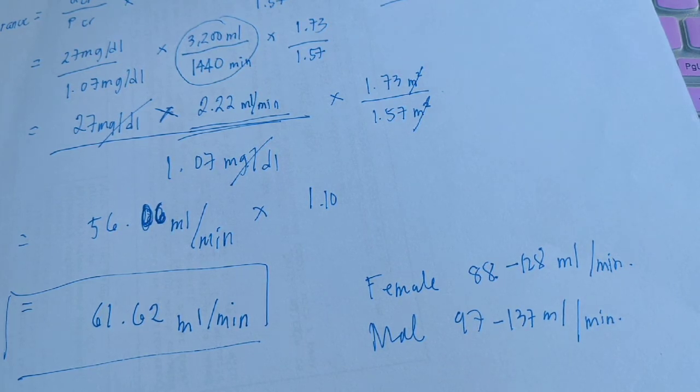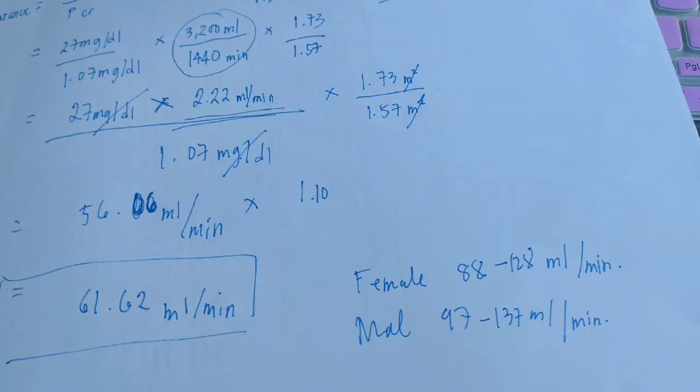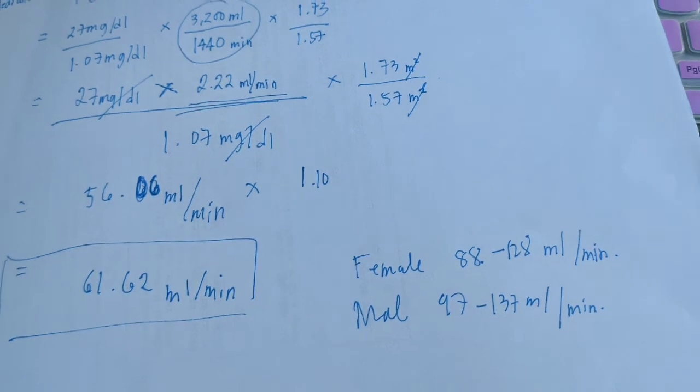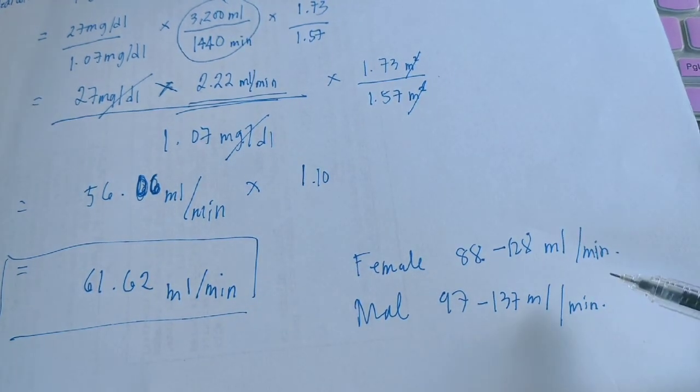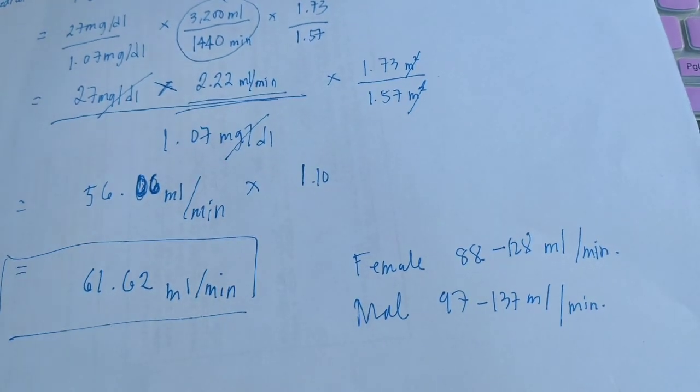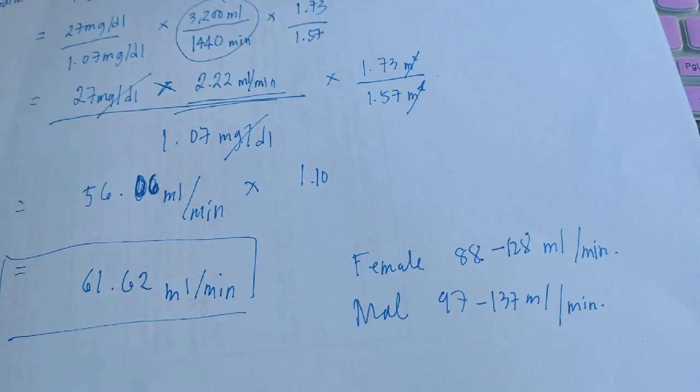For males, 97 ml per minute to 137 ml per minute. So for females would also be 88 ml per minute to 128 ml per minute. Then of course, makikita naman dun sa inyong modules that there are diseases that are correlated with increased creatinine clearance. Meron din yung decreased creatinine clearance. So take note of those particular diseases.